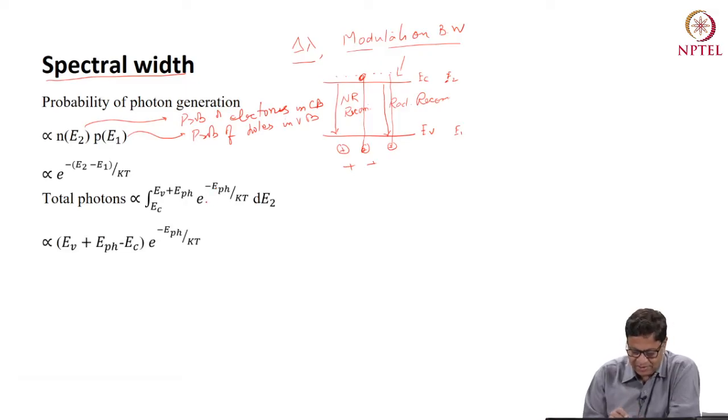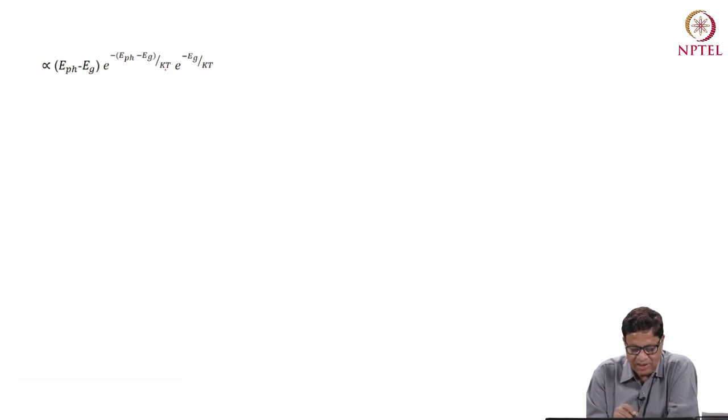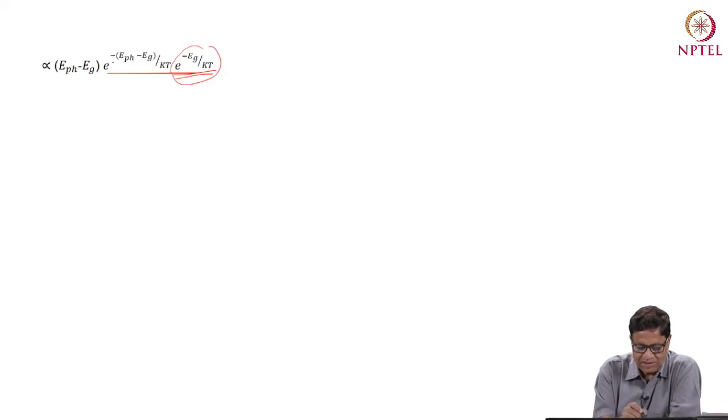And if I simplify this integration, this becomes (EV + EPH − EC) times e raised to the minus EPH by KT. And if I multiply by e raised to power plus EG by KT and e minus EG by KT, I somehow simplify this expression. So this part is a constant. If you see this part, this is nothing but x into e minus x kind of form.